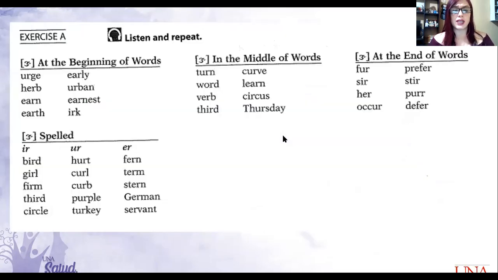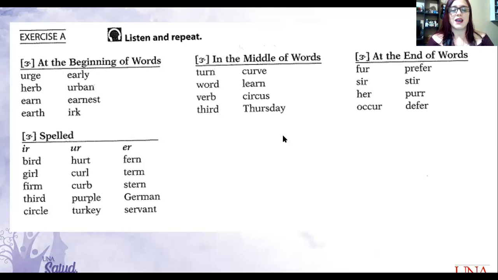Now we're going to see this set of words which I'm going to pronounce, and you have to repeat. The idea is that you can practice, so we can find these words at the beginning, in the middle, at the end, or in one-syllable words. We also have the spelling patterns, okay? So first we have the words urge, herb, earn, earth.